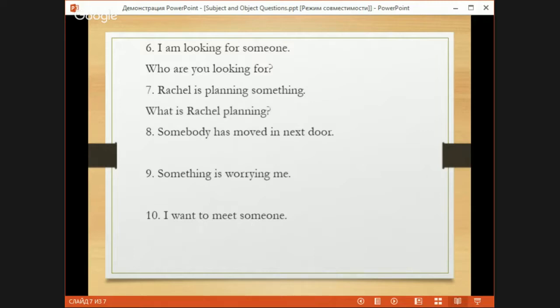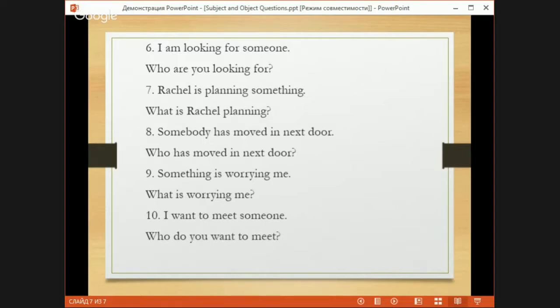What is Rachel planning? Somebody has moved in next door. Somebody is the subject. Who has moved in next door? Something is worrying me. Something is the subject as well. What is worrying me? And the last one, I want to meet someone. Someone is the object of the question, sorry. Who do you want to meet? That's it. Let's make the conclusion of our discussion today.